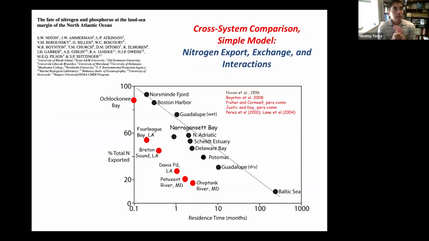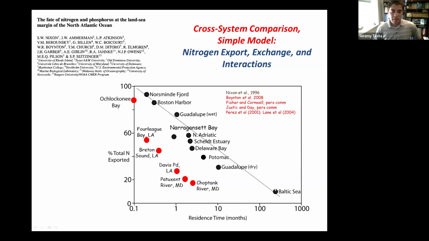The way I came about thinking of this is starting with the idea that the land-water interface can be a filter for nutrients that's relevant to all these programs to restore water quality. I wanted to start with maybe the simplest quasi-quantitative way that people have thought about this. Scott Nixon organized a big workshop in the 90s to look at nitrogen and phosphorus at the land-sea margin, at the scale of the North Atlantic Ocean. One of the products that came out of this are the black circles on this figure, which is the percent of nitrogen exported from an estuary versus its residence time.